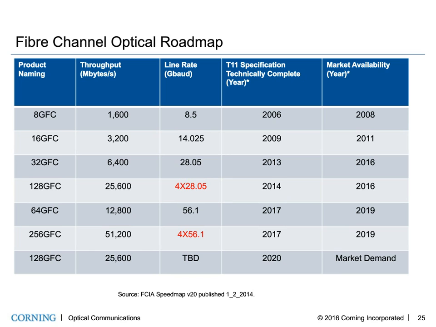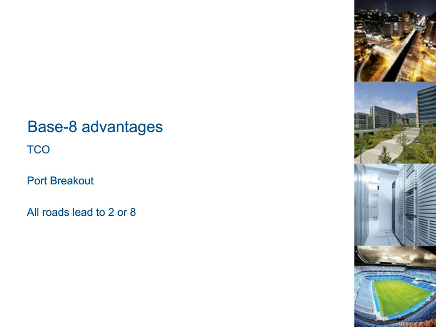We really set out to not only understand the best way to deploy a solution that's flexible to do that, but to make sure we really understood the economics of why people were making the decisions they were doing. So we're going to talk about Base-8 advantages, the total cost of ownership, and some of the analysis Corning did and why we invested so heavily in an 8-fiber-based solution for the data center as opposed to the 12-fiber-based solution that's dominated for so long.